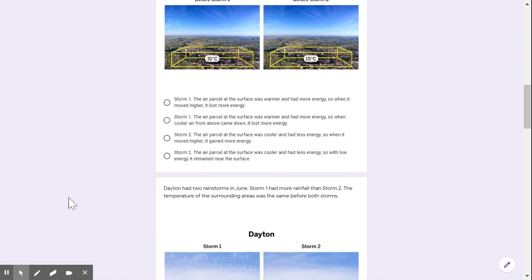Storm 1, the air parcel at the surface was warmer and had more energy, so it moved higher and it lost more energy. Storm 1, the air parcel at the surface was warmer and had more energy, so when cooler air from above came down, it lost more energy. Storm 2, the air parcel at the surface was cooler and had less energy, so when it moved higher, it gained more energy. Storm 2, the air parcel at the surface was cooler and had less energy, so with low energy, it remained near the surface.